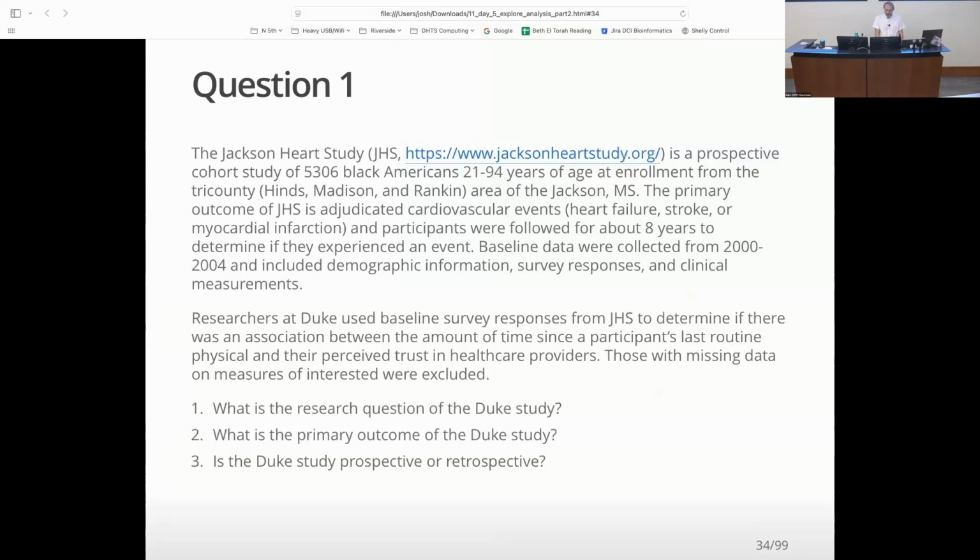Okay, and what about the number 2? What is the primary outcome of the study? Yeah, go ahead. Perceived trust as measured by survey. Okay, and is the Duke study prospective or retrospective? I hear retrospective. Anyone want to vote for prospective? Okay, why retrospective?